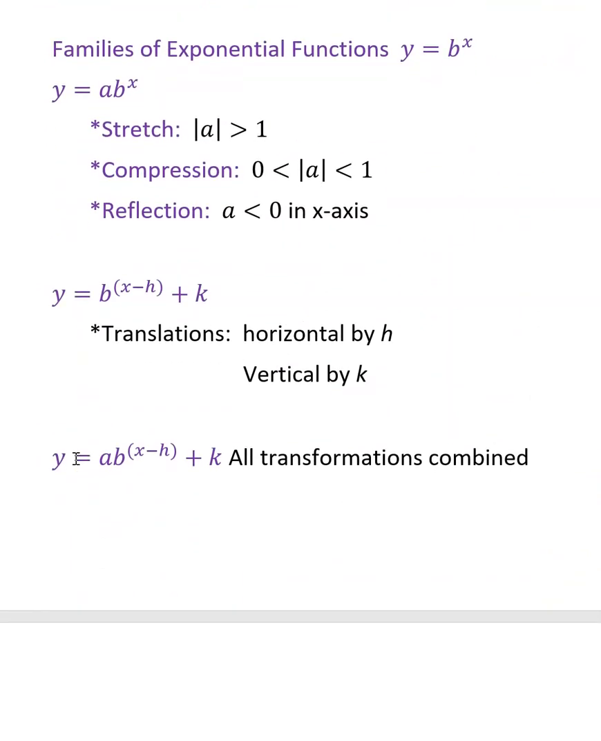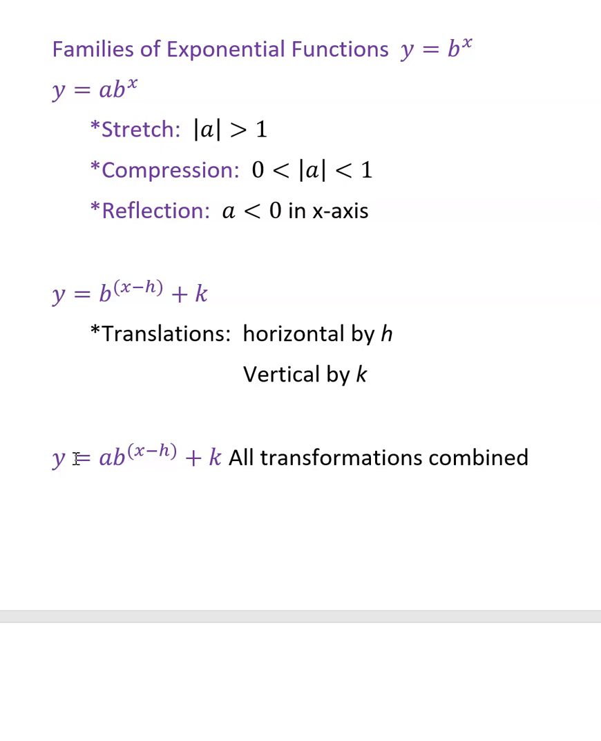Families of exponential functions, y equals b to the x, y equals ab to the x. It's a stretch if the absolute value of a is bigger than 1. So here we're talking about numbers like 1.5, 2, 2.5, those kinds of numbers. It's a compression if it's a fraction between 0 and 1. It's not just a fraction. Make sure that fraction is between 0 and 1. And it's a reflection if you have a negative number ahead of that x.